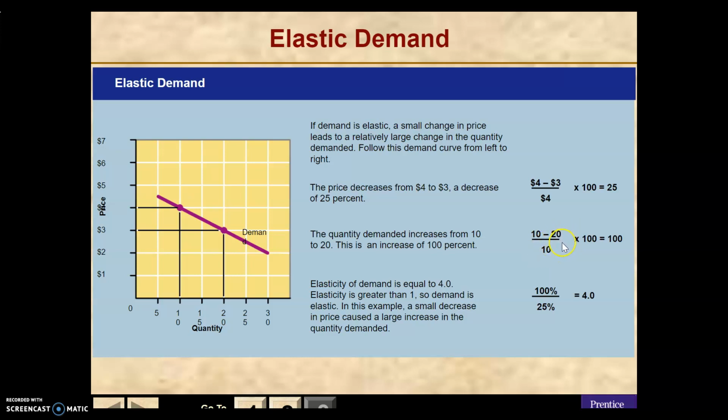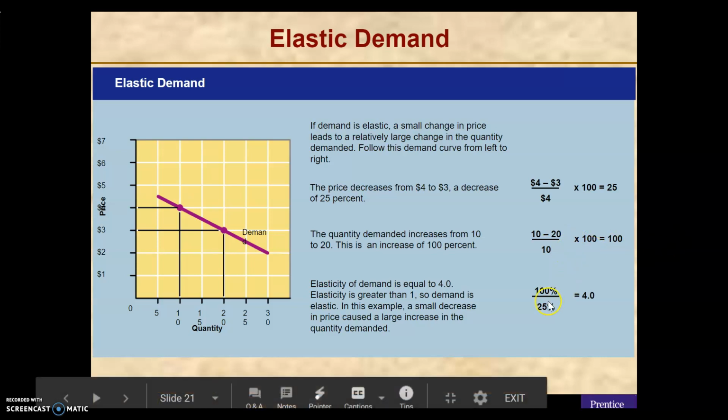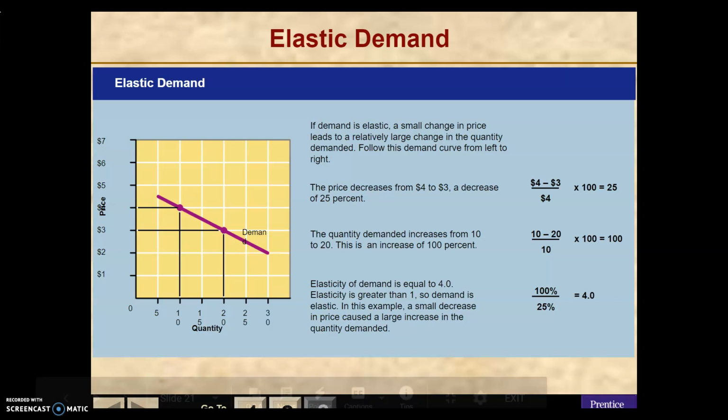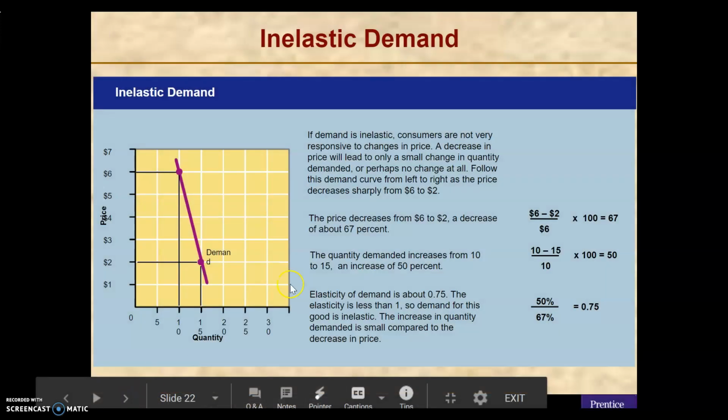So that's 10 divided by 10. That's 1 times 100 equals 100. 100 divided by 25 equals 4. 4 is greater than 1, so we know that this item, whatever it is, is elastic. So let's move on. Inelastic.